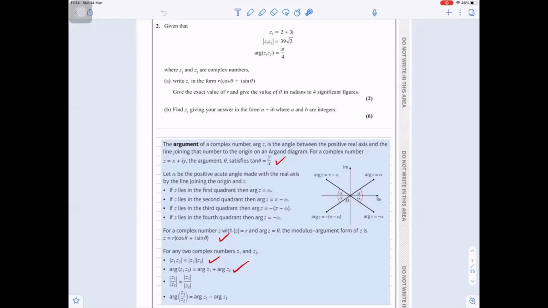So I have put here some of the key ideas we need to do this question. To find the angle, tan theta is y over x. I've ticked it in red there, if you're given z is x plus iy. That's one formula we're going to use. And I've ticked the other one: for a complex number z equal to r and argument theta, the modulus argument form is z equals r bracket cos theta plus i sin theta. We're going to use that. We're going to use z1 times z2 is the modulus of z1 times the modulus of z2, and the argument of z1 z2 is the argument of z1 plus the argument of z2. So we're going to use those things I have ticked there in these questions.